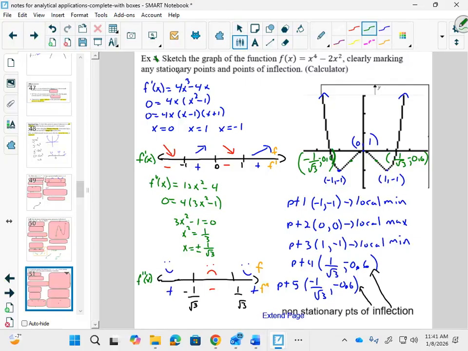And if I was graphing this, I would start from an inflection point. I would draw this all concave up. Then I would draw this section concave down. And then I would draw this section concave up again.